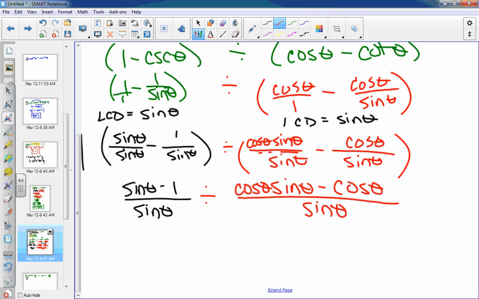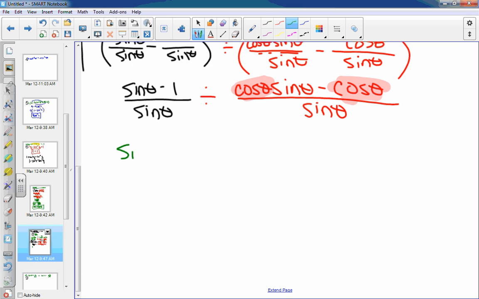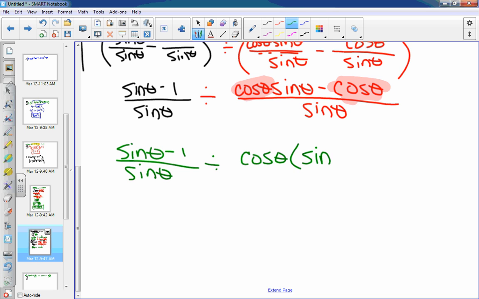Agree? Now what? Absolutely. Check this out. This has a cosine here and a cosine here. Do you see that? So I need to go fishing. If I fish out that cosine at the top, I drop down this numerator again. I fish out my cosine of theta, and that's going to leave me with a sine of theta minus 1 all over the sine.